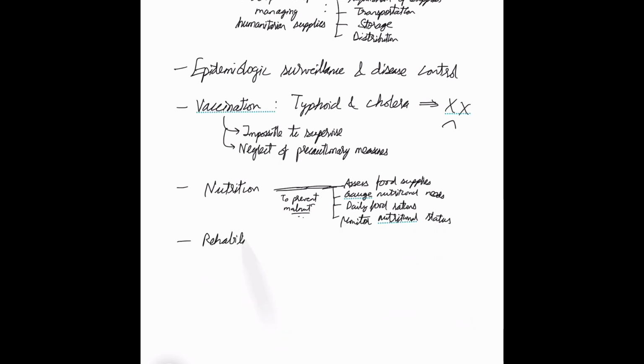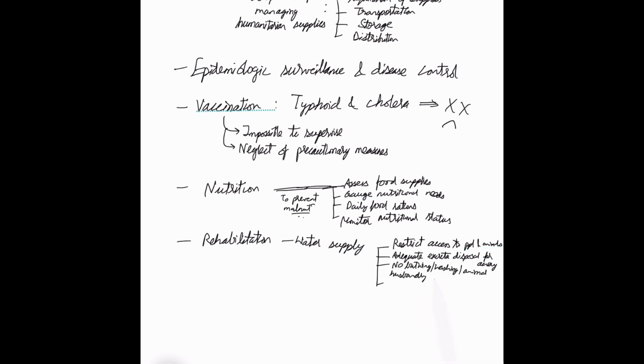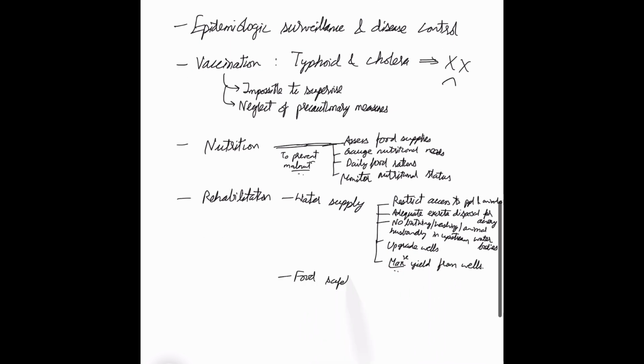Then, moving to rehabilitation, firstly, we deal with the water supply. We restrict access of people and animals to the source of water. We ensure adequate excreta disposal far away. There should be no bathing or washing or animal husbandry in upstream water bodies. We need to upgrade and maximize the yield from wells. Next, we deal with food safety, then basic sanitation and personal hygiene, and of course, vector control.